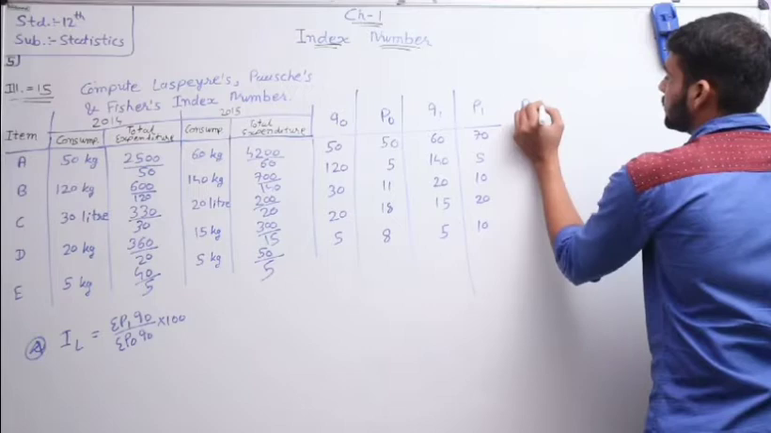Understood, students? So now we do the total of this column and this column. So 4850 and 3830. So it's denoted by sigma P1Q0 and it's denoted by sigma P0Q0. So now these values are put in this formula. So 4850 divided by 3830 multiplied by 100. So after multiplication we get the answer.